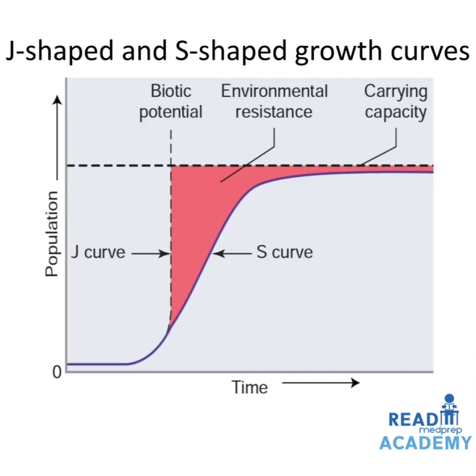To sum up the J-shaped and the S-shaped growth curves, you can see the population on the y-axis and the time on the x-axis. The J-shaped curve shows rapid growth of the organisms that is beyond the biotic potential, and an S-shaped curve occurs till the level of the carrying capacity, and the growth is mainly based on the environmental resistance between the two curves.